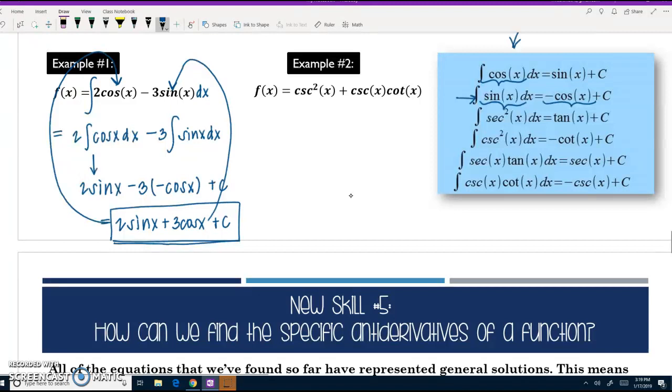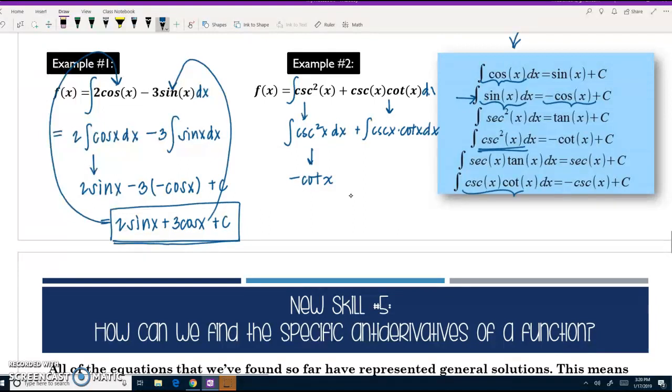We can just repeat the process with some other trig functions. This one's even easier. We're just integrating cosecant squared and then cosecant and cotangent. So I can think of this as one separate integral first, cosecant squared of x dx. That's going to, when I go backwards, become negative cotangent of x. And again, the reason it's negative is because if you start with positive cotangent and take its derivative, you'd end up at negative cosecant squared.